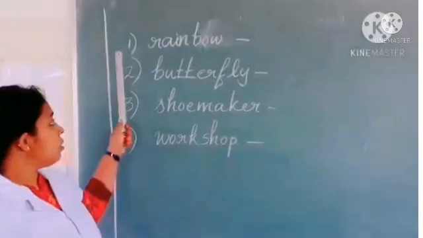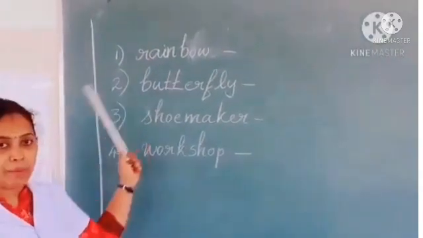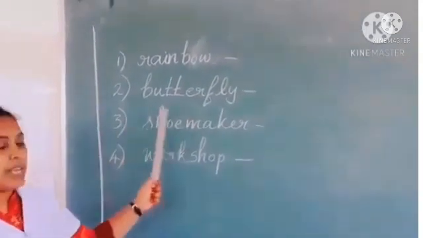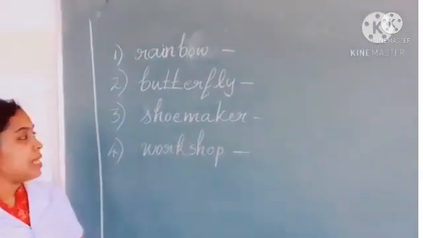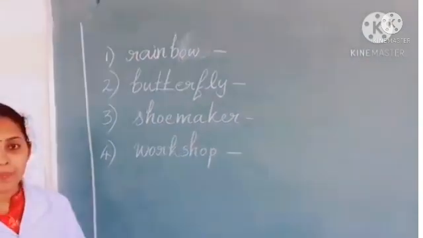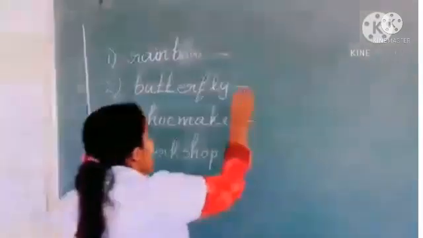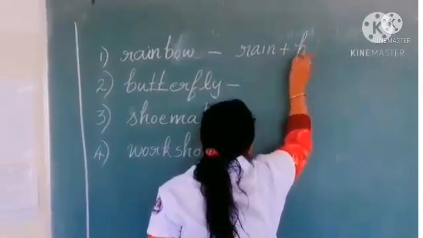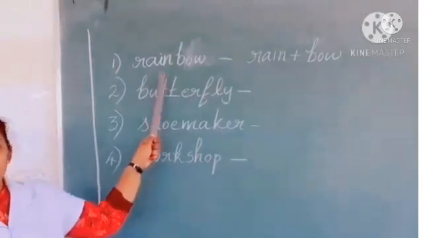See, look at the words. First one, we can see some words here. The first word is rainbow. Second word is butterfly. And third one is shoemaker. And fourth one is workshop. So children, can you find any two short words from the word rainbow? Yes, rain plus bow. Can we write like that? Rain plus bow. R-A-I-N, rain plus bow. It joined together and formed the new word rainbow.